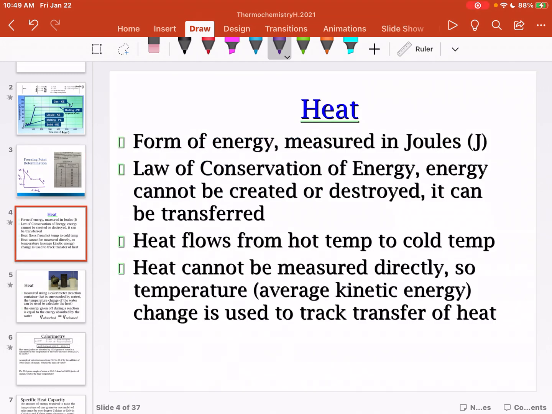So thermochemistry is all about studying heat, which is, of course, a form of energy. We've spoken about heat briefly in the past.